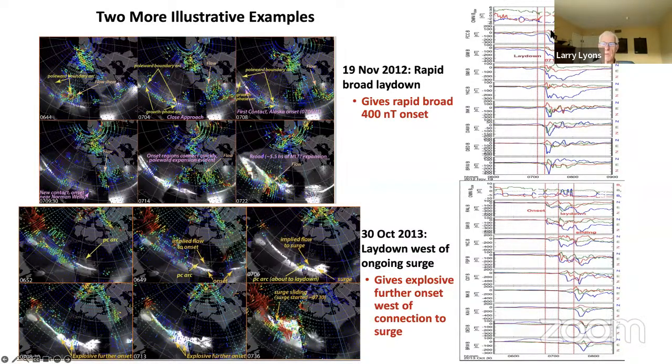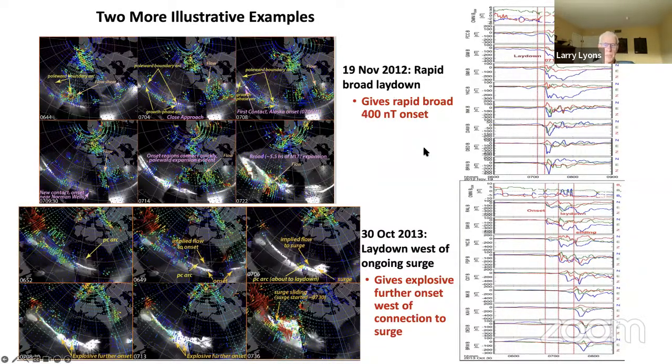And you can see the very abrupt drop in the magnetic field, almost simultaneously over a really broad region of local time. It's 5.5 hours of local time within just a few minutes as this arc sort of becomes parallel to the auroral oval and lays down on the auroral oval polar boundary, setting off this really broad event.